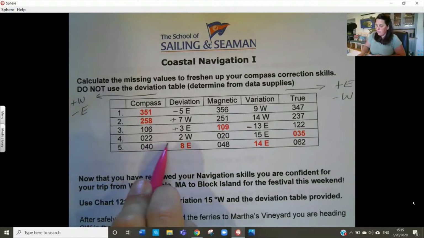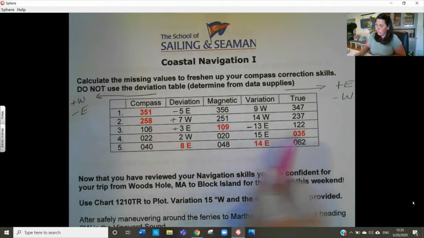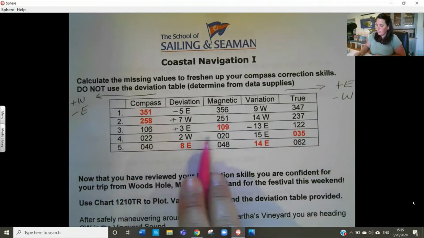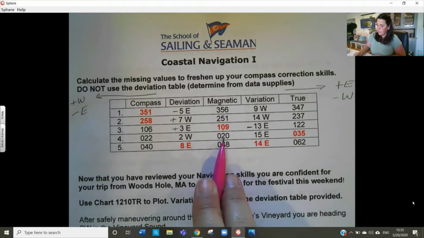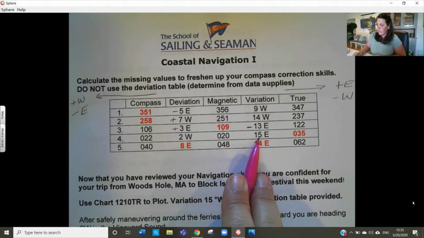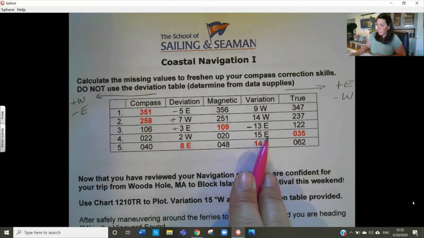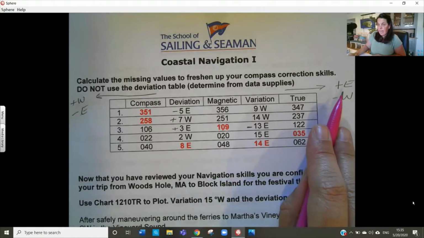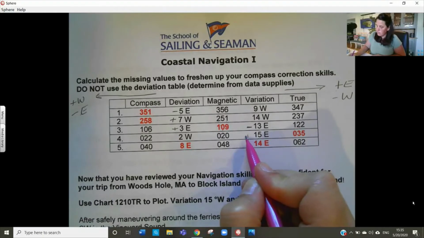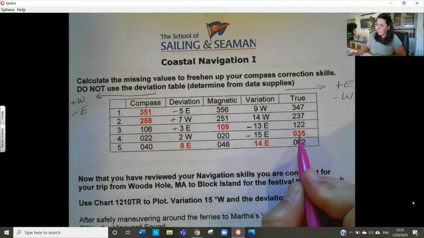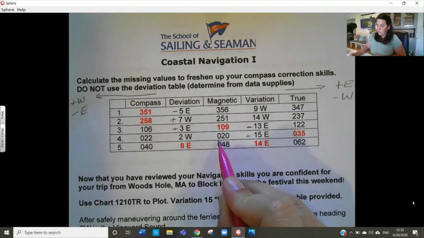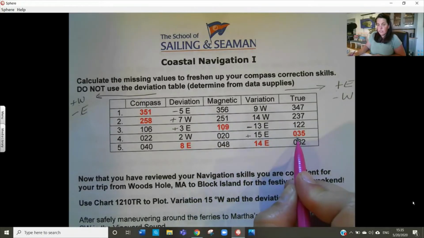On this one, we are missing our true, so we have compass, and we worked our way down. From magnetic, we have a variation of 15 east. So east is going to be adding. And then I get 20 plus 15 for 035.